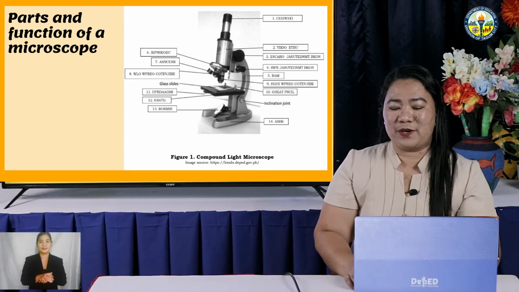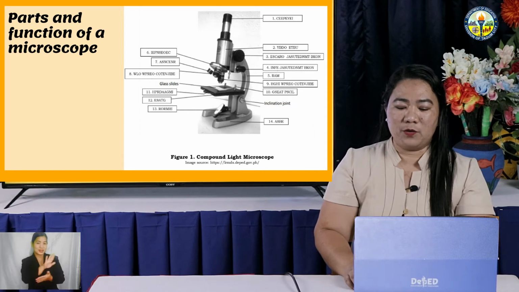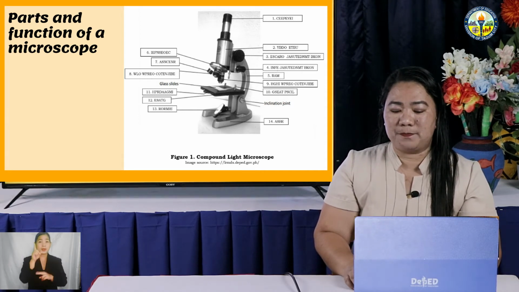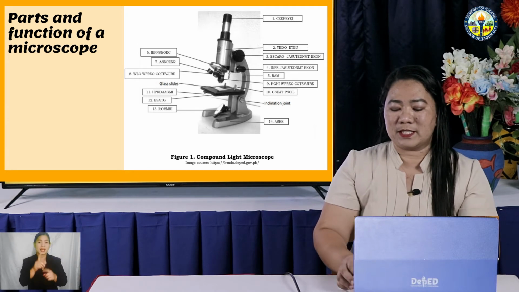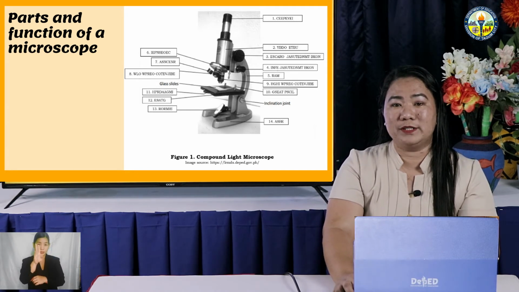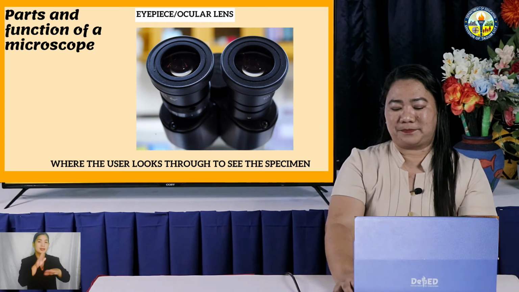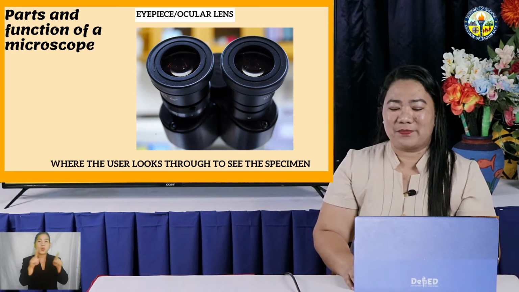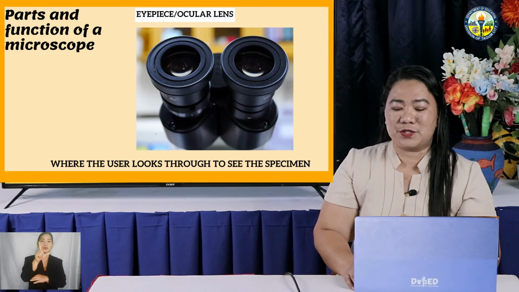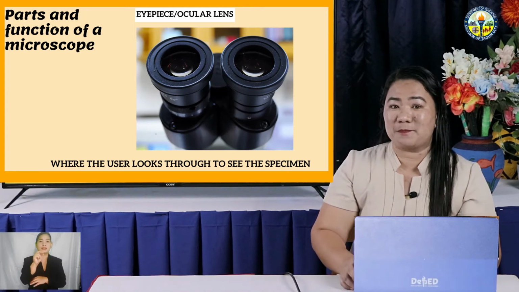Let us check now your answers. For number 1, the scrambled word points to the tube on the upper part of the microscope. This part of the microscope is called eyepiece. It is also called an ocular lens. The eyepiece is where the user looks through to see the specimen.